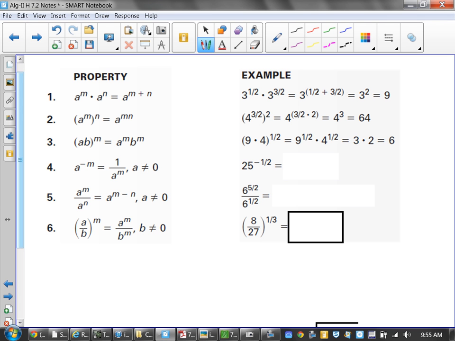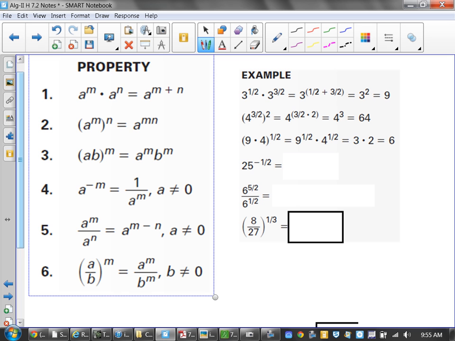Distributed property, fractional amount, it's the same thing. So basically what I keep trying to get at here is that none of these rules that we've done before have changed. They all work the same. It's just a matter of getting accustomed to seeing them written with fractions.